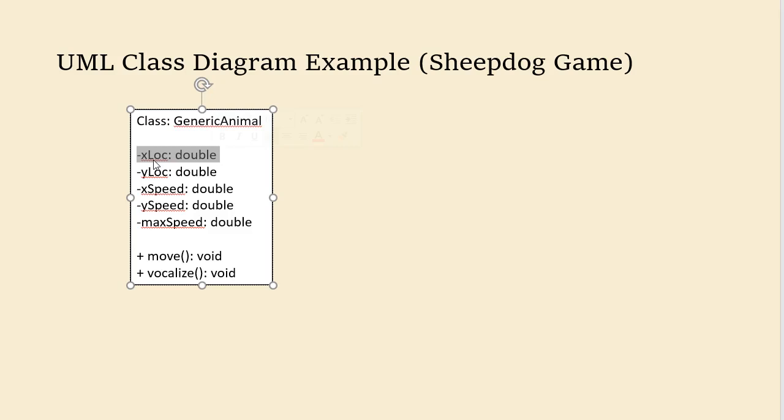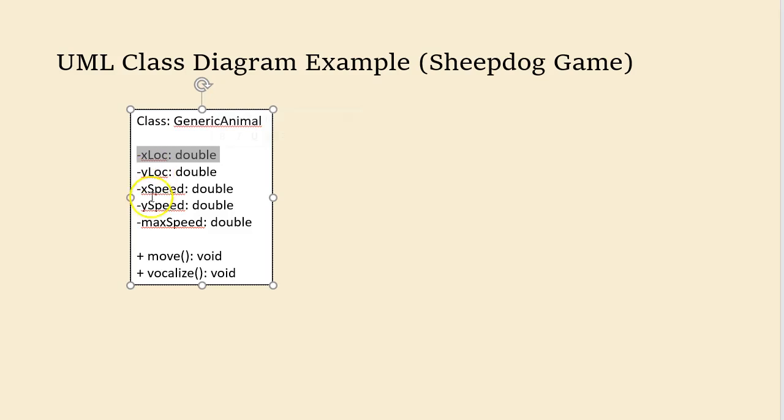So I'm thinking, okay, for my sheepdog game, I need a generic animal, and then I'm going to extend the generic animal to sheep, and I'm going to extend it for dog. What does a generic animal need? You go through this process of, okay, what do I think these classes need? I think every animal should have an X location, a Y location, an X speed, a Y speed, and a max speed. Since all my attributes are private, they all are preceded by the minus sign, then their name. They all happen to be doubles, so it's colon double.